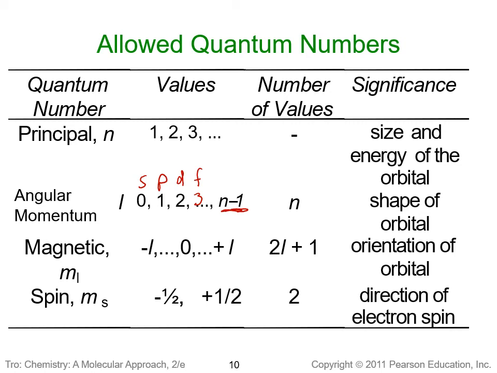Our magnetic quantum number can go from -L to +L, and this tells us the orientation in space of the orbital. And now we've added our 4th quantum number, which is m sub s. This is our spin quantum number. It can be -1/2 or +1/2 in value. There are only 2 possibilities, and it tells us the direction of the electron spin.